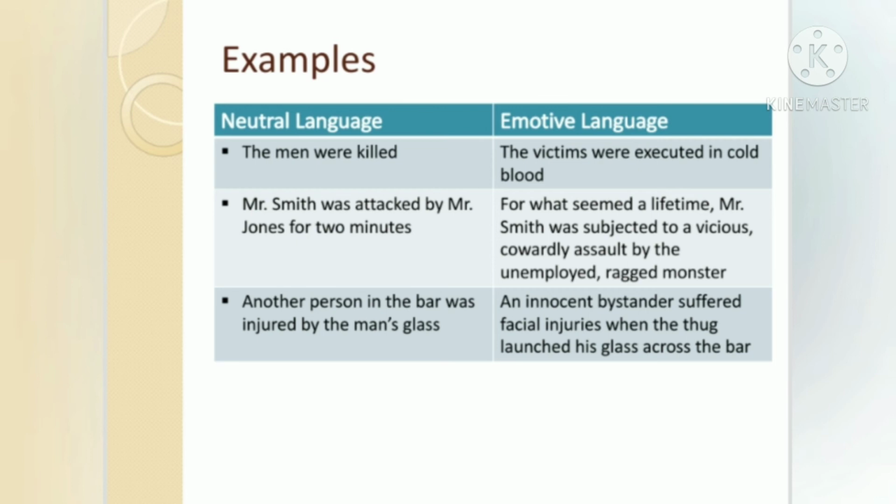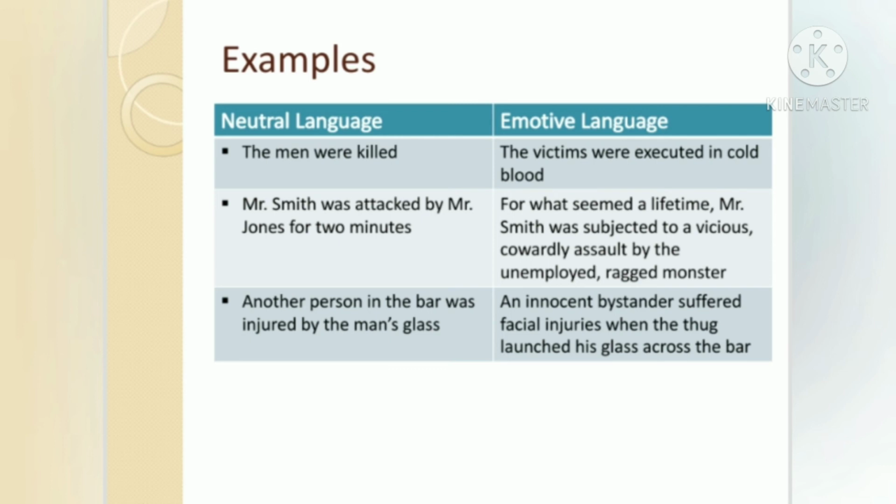Now, let's look at some of the examples of neutral language as well as emotive language. The first example, the neutral language is that the men were killed, just presenting the idea very plainly. The emotive language of the same sentence is the victims were executed in cold blood. See, it tries to influence people or tries to grab people's attention. That is emotive language.